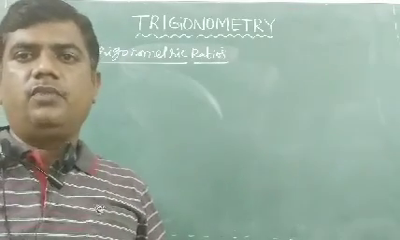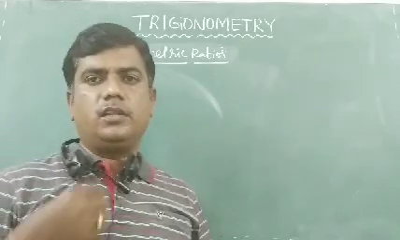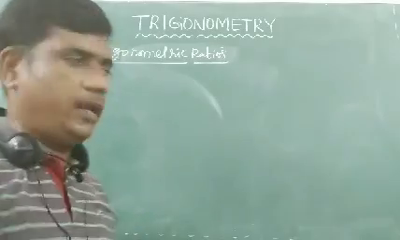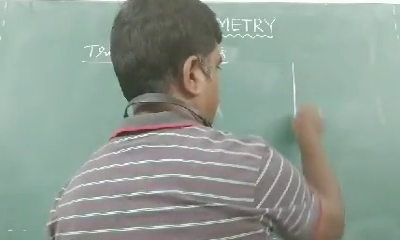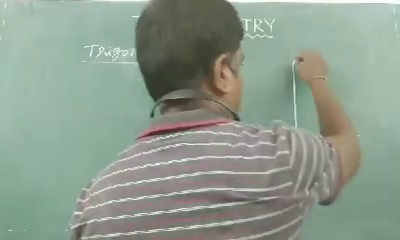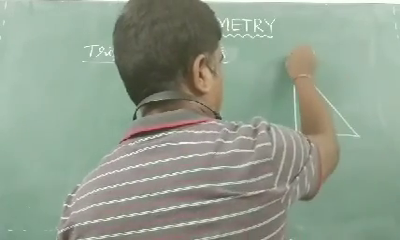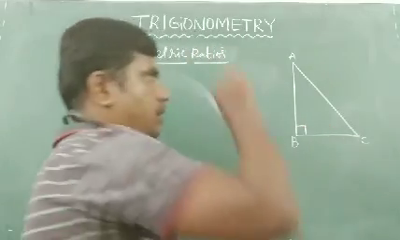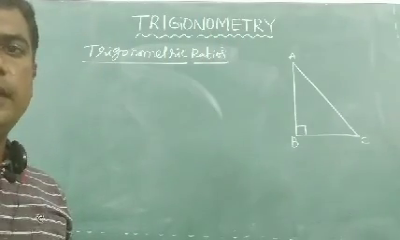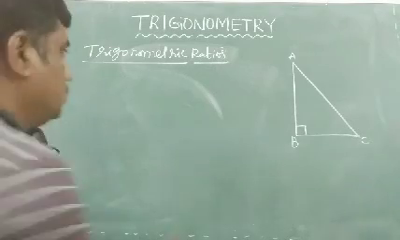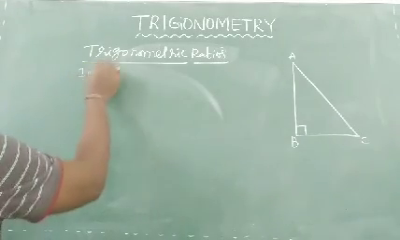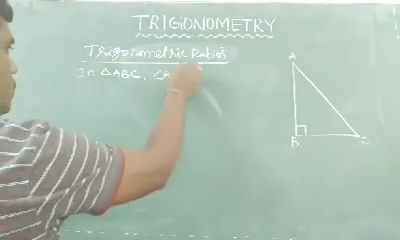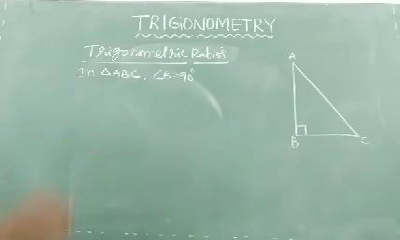Now let us take one right angle triangle for these trigonometric ratios. Right angle triangle means what? One angle is 90 degrees. Say for example, here I am considering one right angle triangle. The triangle name is ABC and the right angle is at B. So in triangle ABC, angle B equals 90 degrees.